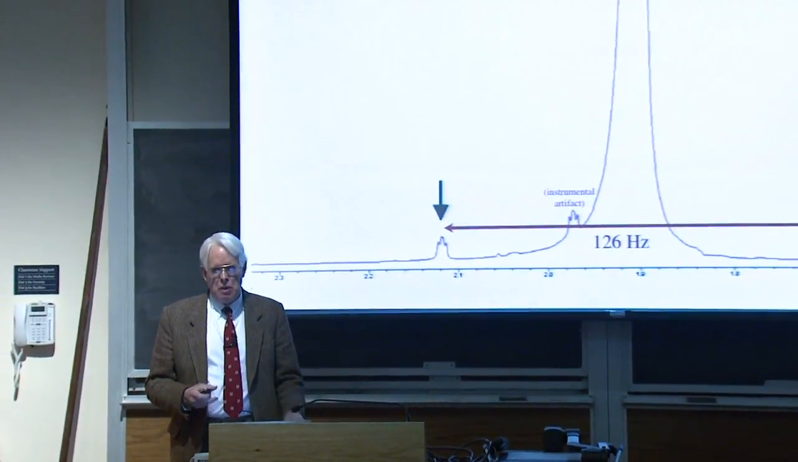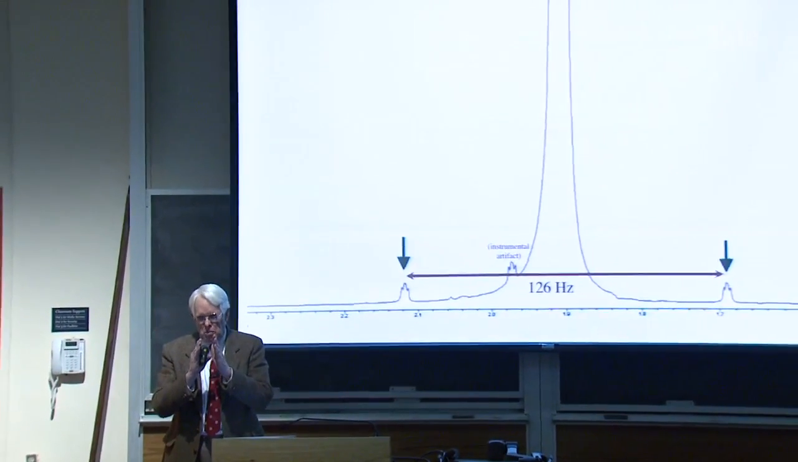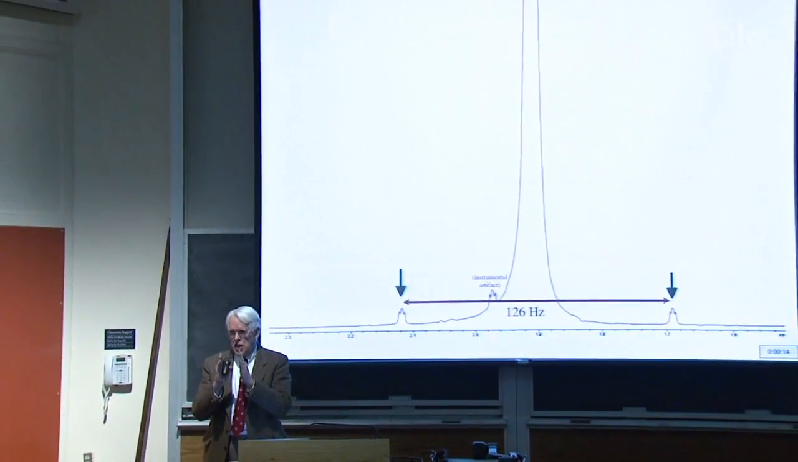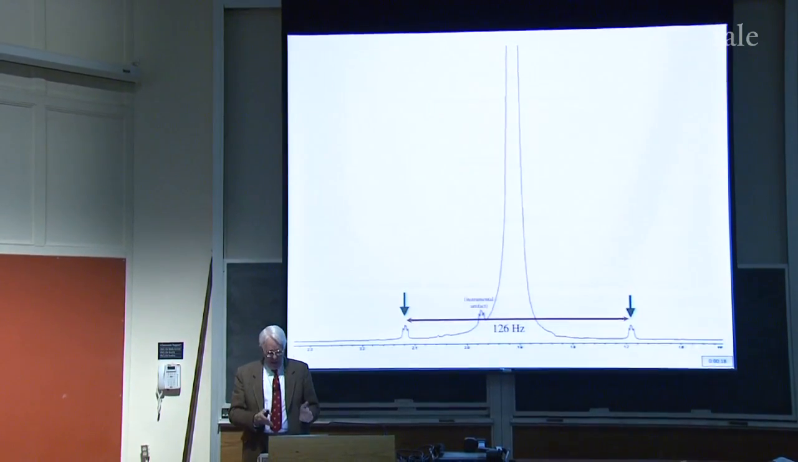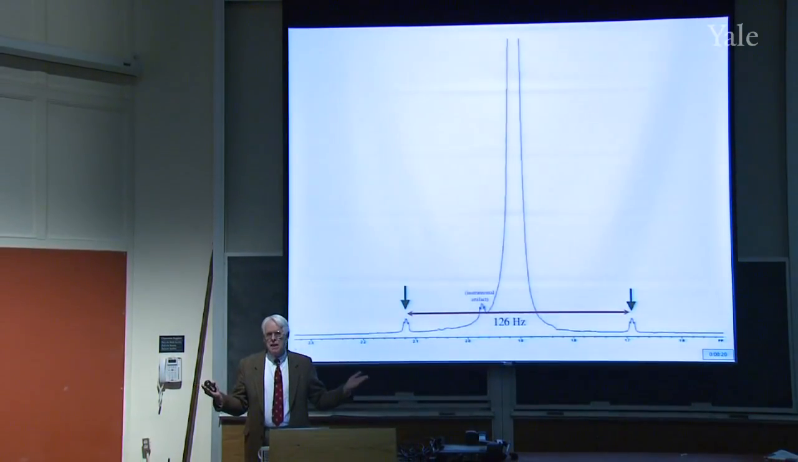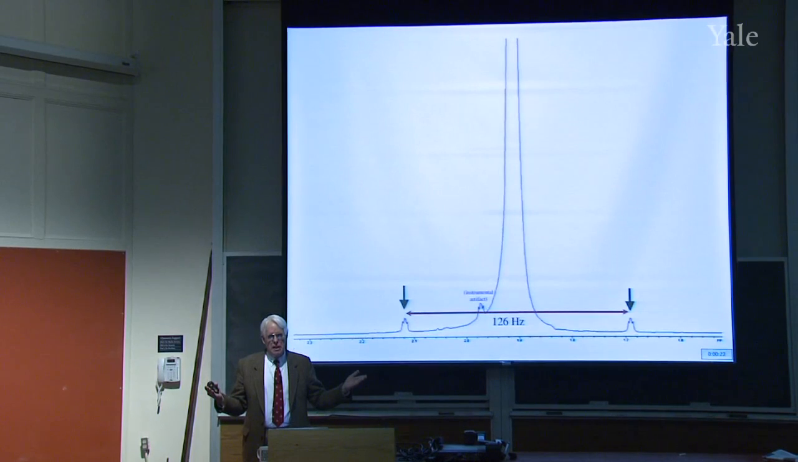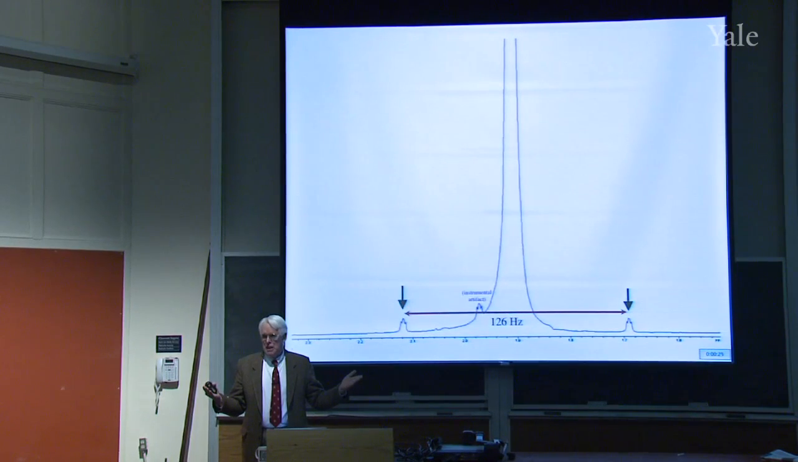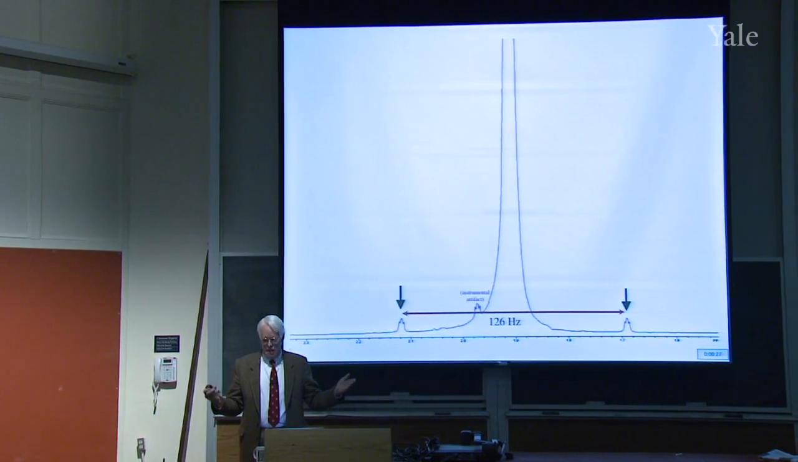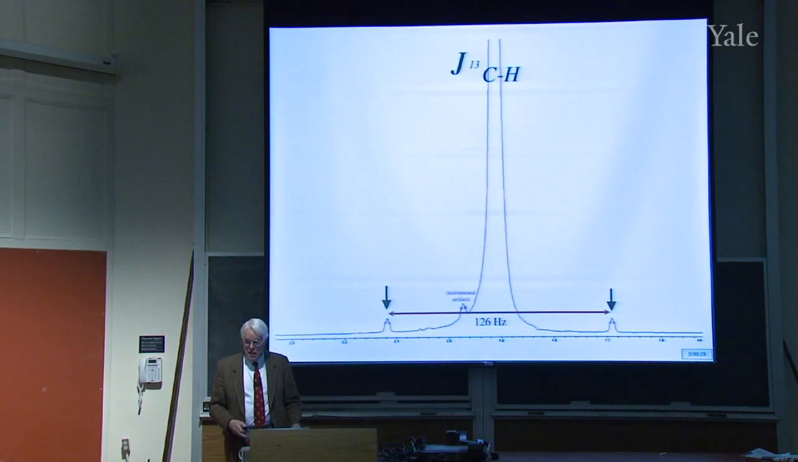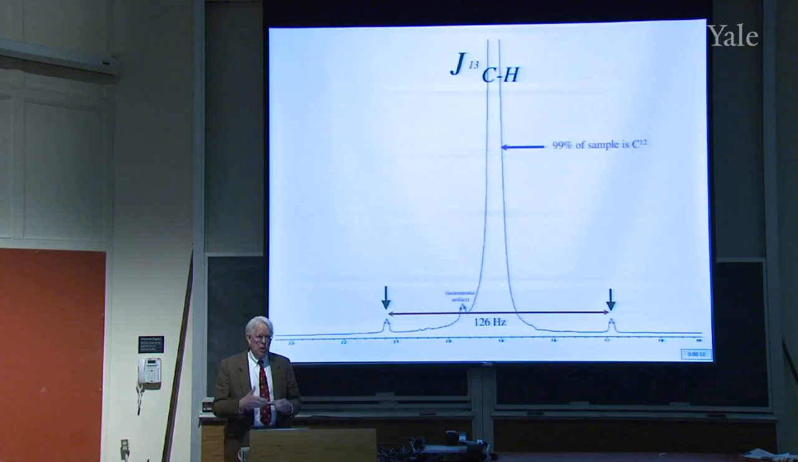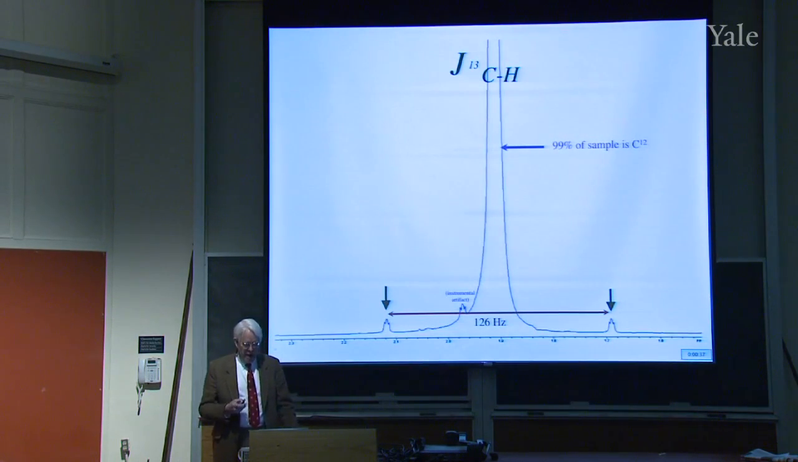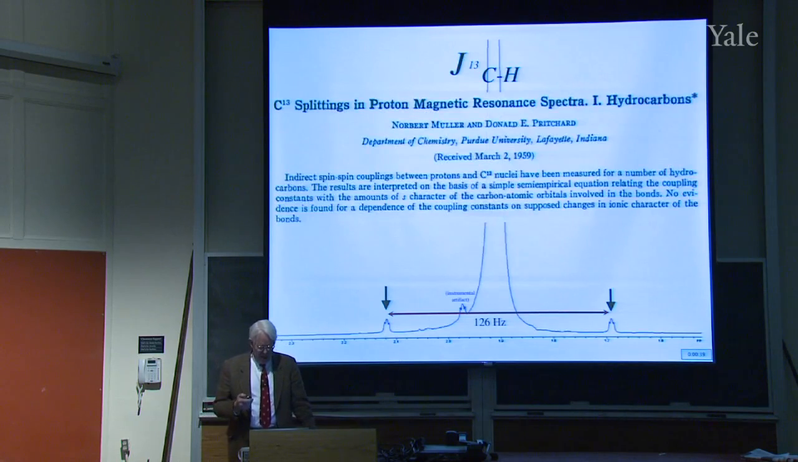Do you remember this? What are the size of splittings you normally see for protons that are on adjacent carbons? They're on the order of 7 hertz, right? Here we got 126. What's the big thing that's going on? What makes coupling so big? Okay, it's C13-H. In fact, 99% of the sample, if you haven't specifically put C13s in there, are C12, but about 1% are C13, so you see that.